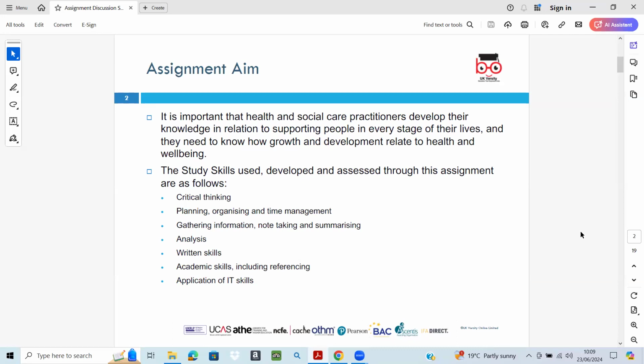So, if we follow these study skills, we will not only excel in this assignment, but also enhance our capabilities as competent and knowledgeable health and social care practitioners. So, I believe these are all the aims of the assignment.